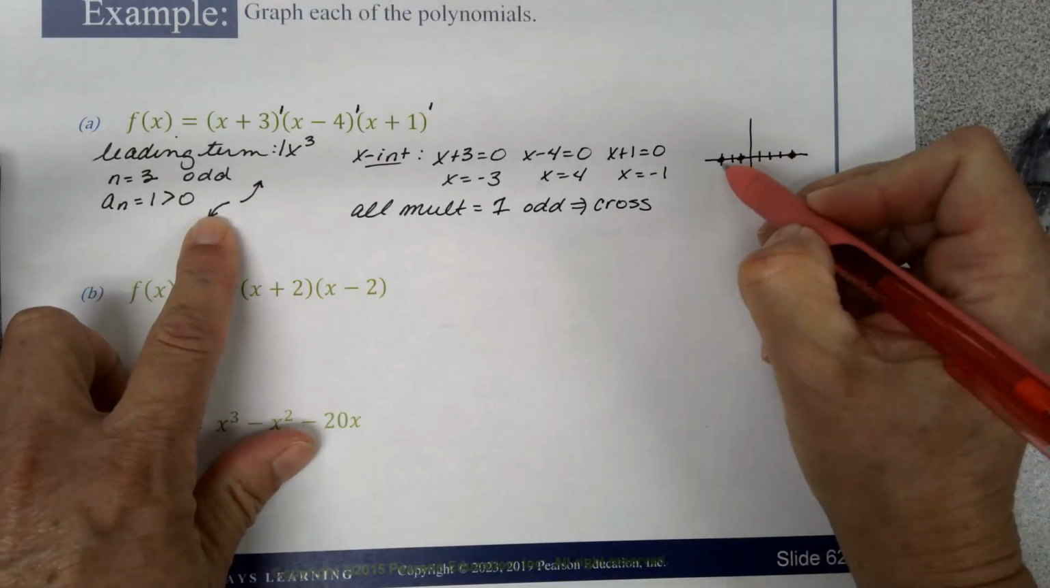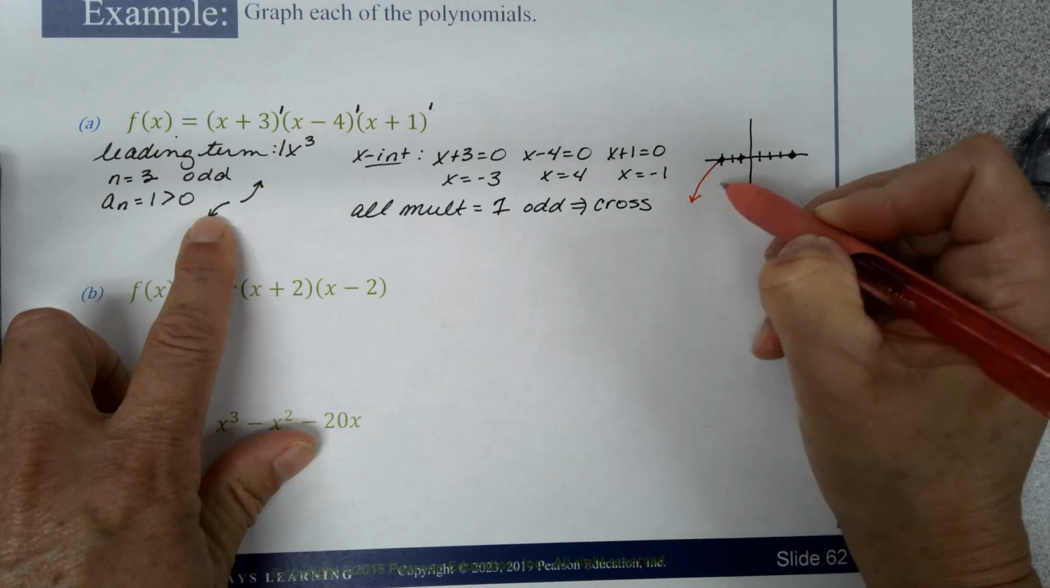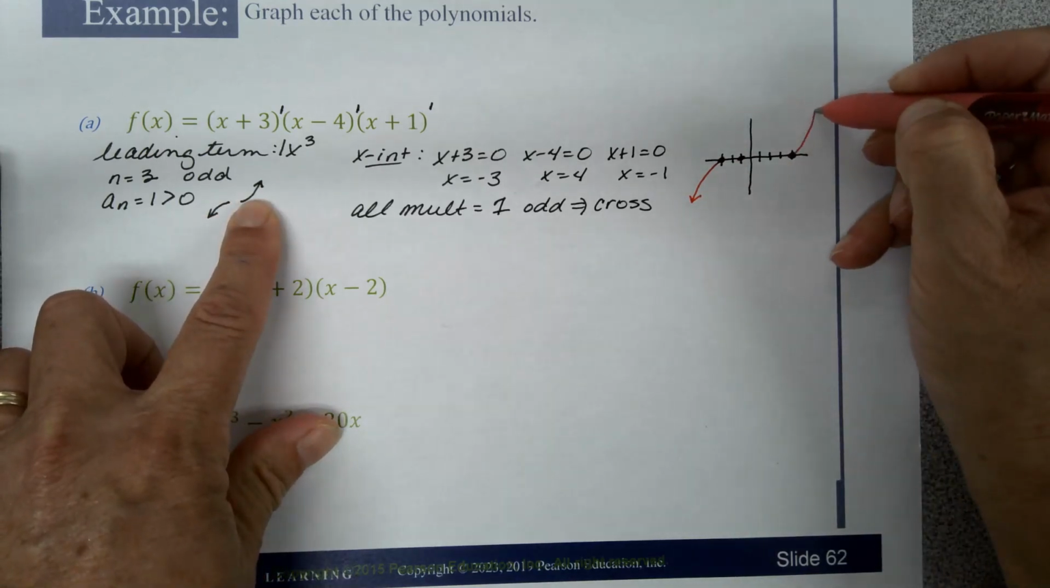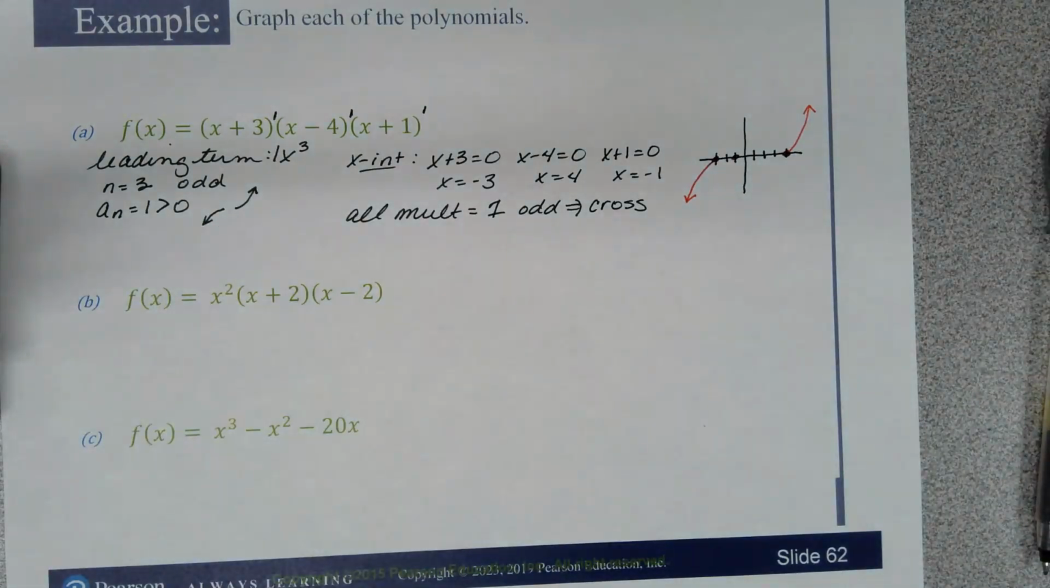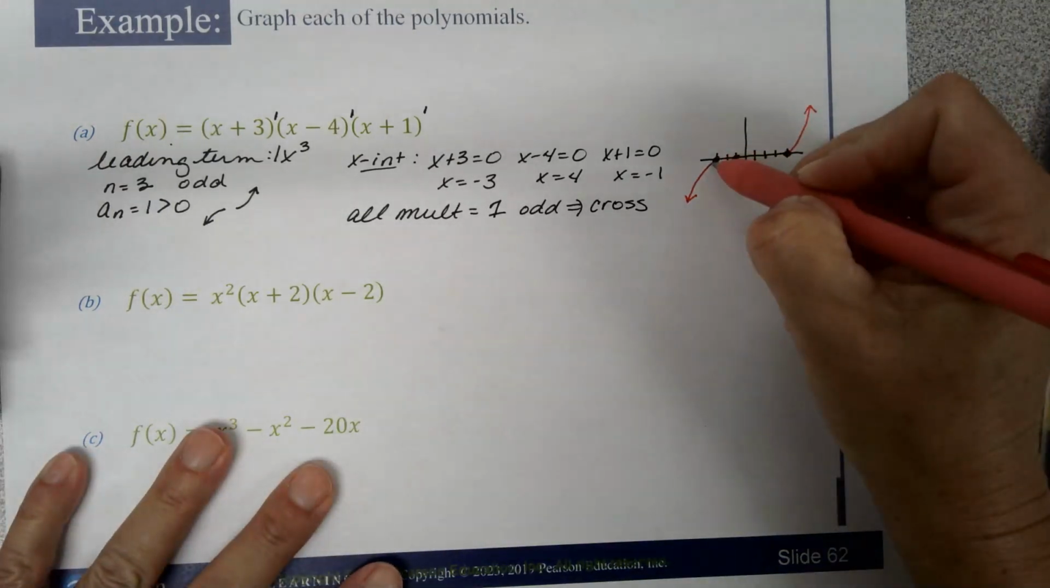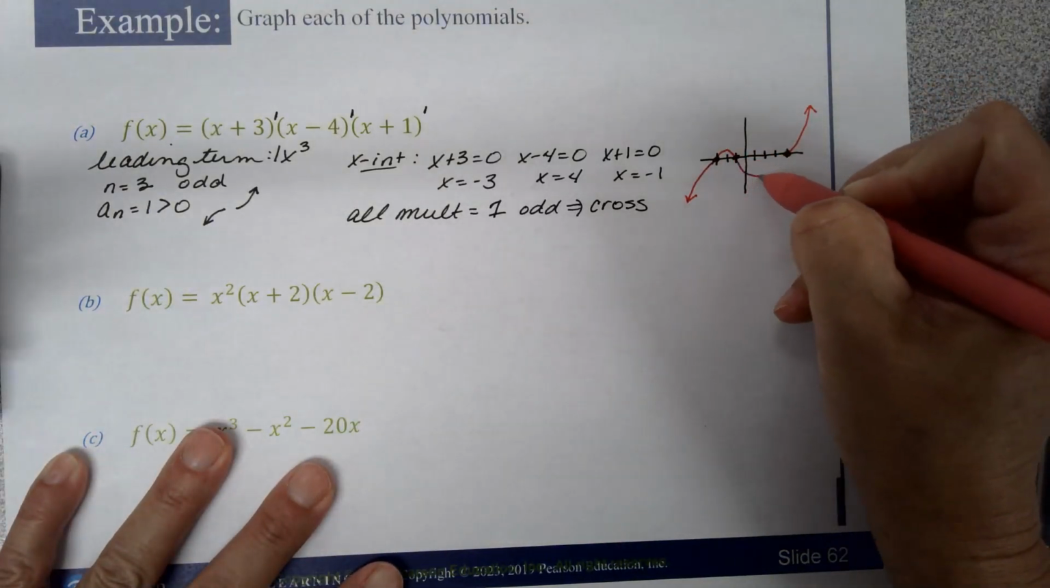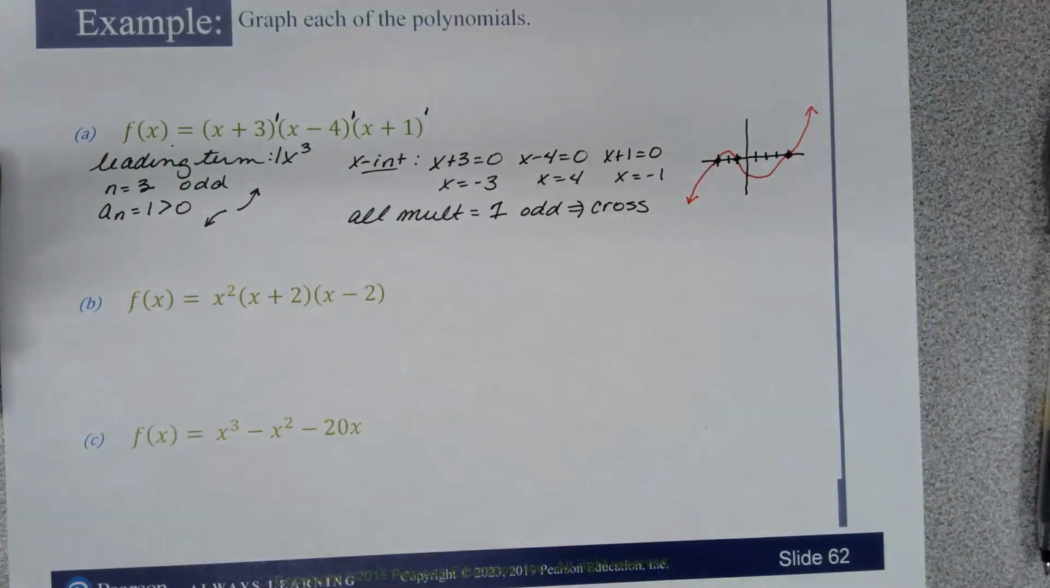I know from my leftmost x-intercept it's going to fall. From my rightmost x-intercept it's going to rise. And I know it's going to cross at every single one of these, and that's good because my puzzle pieces all fit together.